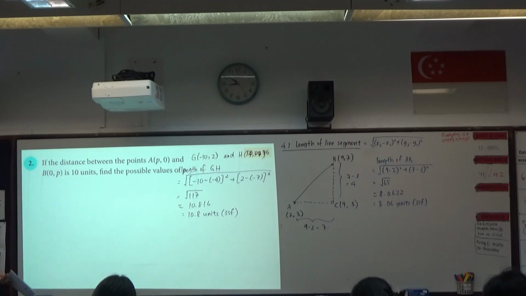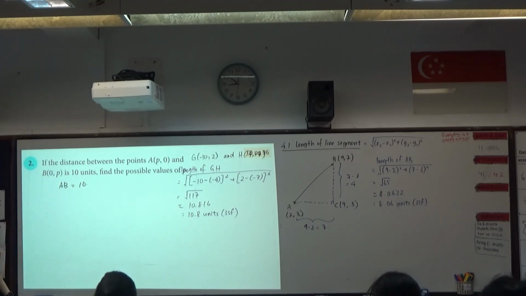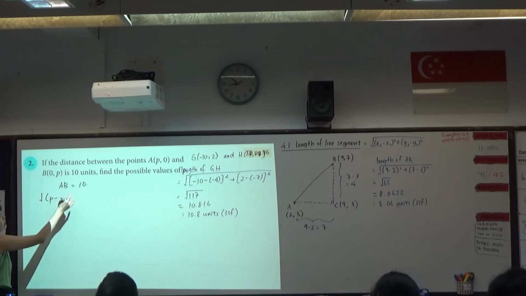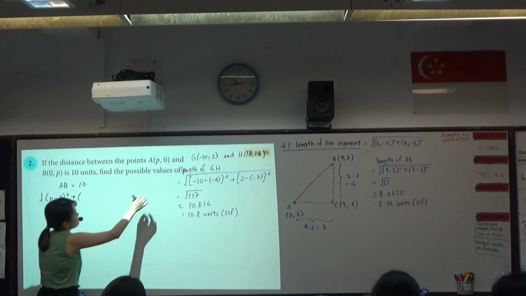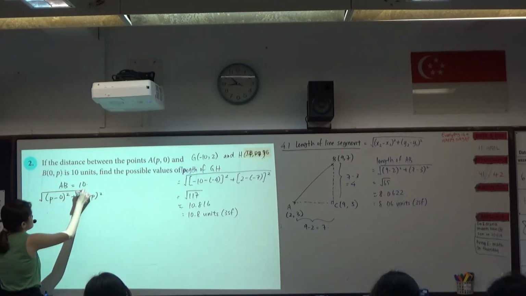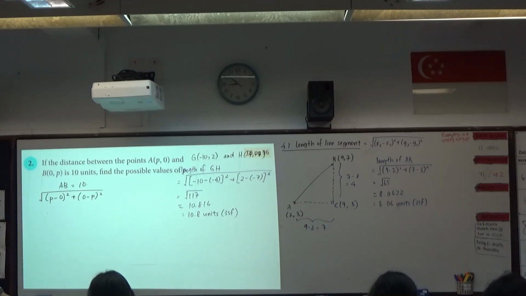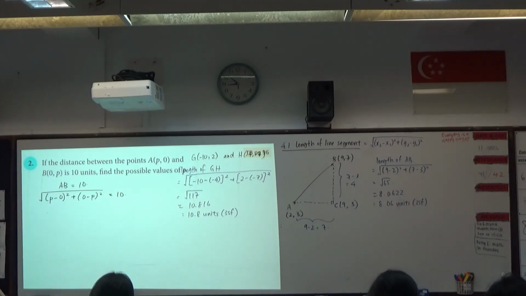Okay, so how do we form the equation to find the value of p? The question told us that the length of AB, the difference in the x coordinates will be (p minus 0) squared plus the difference in the y coordinates, (0 minus p) squared. So this is the length of AB if you apply the formula using the coordinates, and that will be equal to 10. So you can form this equation here.